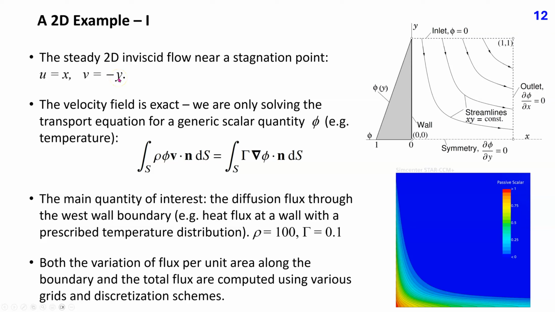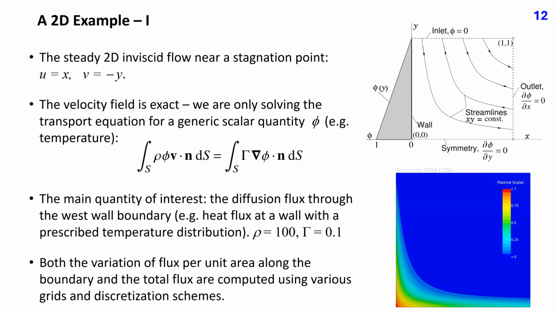The following boundary conditions are specified: 0 values of phi at inlet, 0 gradient of phi at outlet, prescribed linear variation of phi along the west boundary from phi equal 1 at y equals 0 to phi equals 0 at y equal 1, and 0 gradient of phi in y direction at south boundary, which is the symmetry boundary condition. The main quantity of interest is the diffusion flux of phi through the west boundary. If phi were temperature, this would correspond to a heat flux along an isothermal wall.